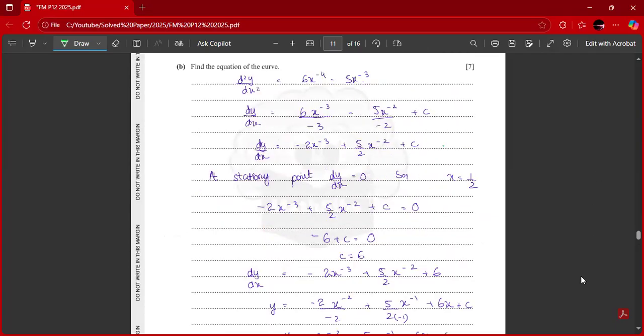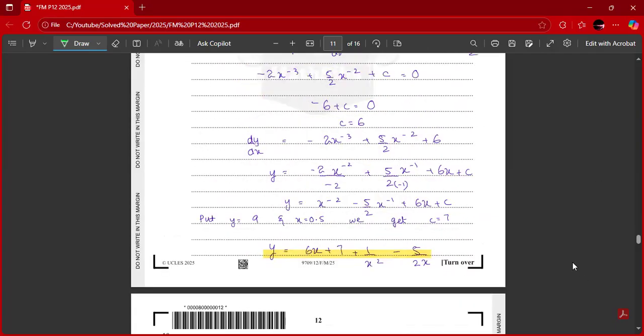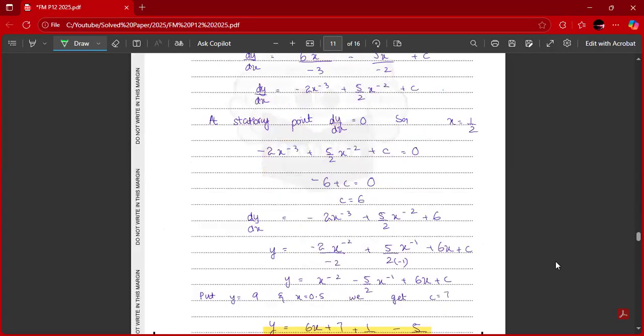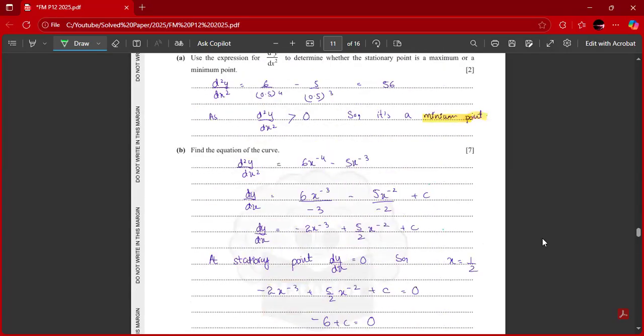If you don't understand integration and differentiation, let me know. I'll make a separate video for just differentiation and integration, okay?